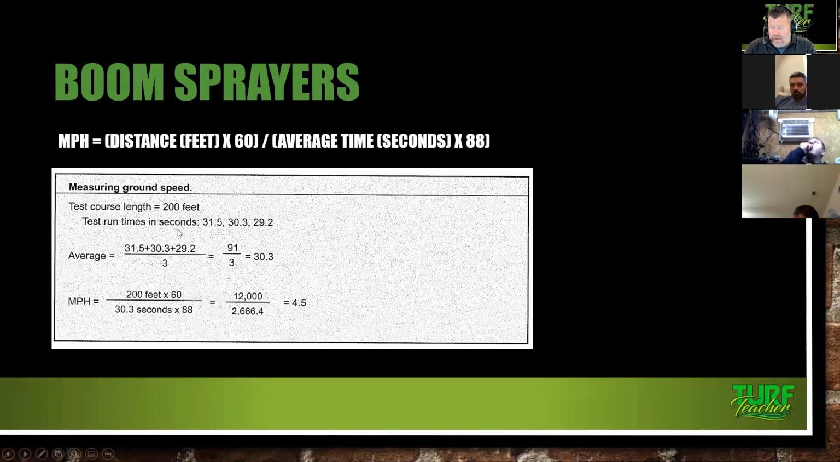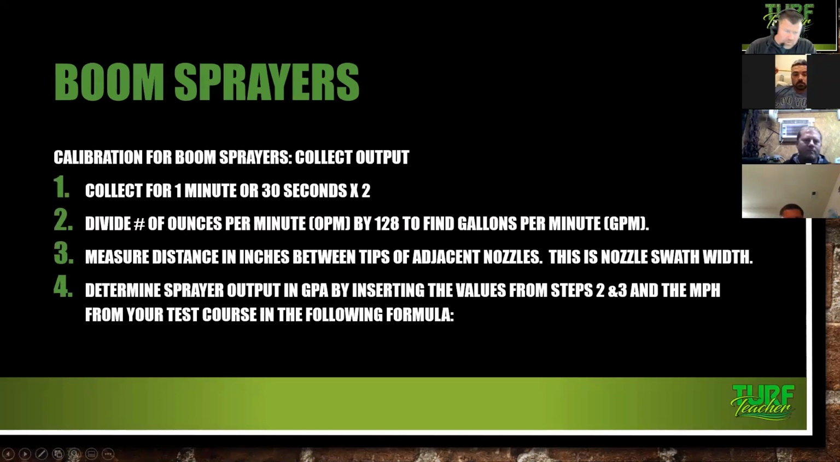And so measuring our ground speed, our test course length was 200 feet. Our test run times were 31.5, 30.3, and 29.2. We're going to average these, add them up, divide by 3. So our average is 30.3 seconds. So our miles per hour is 200 feet times 60, the constant, divided by the 30.3 seconds times 88, which gives us 4.5 miles per hour. So that's what we're going to be driving our piece of equipment.